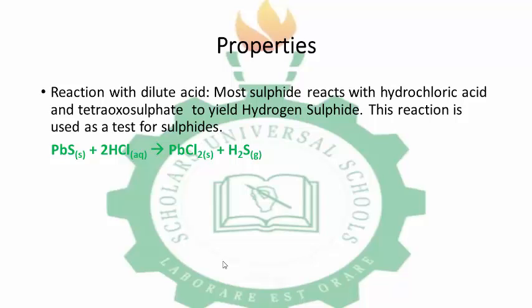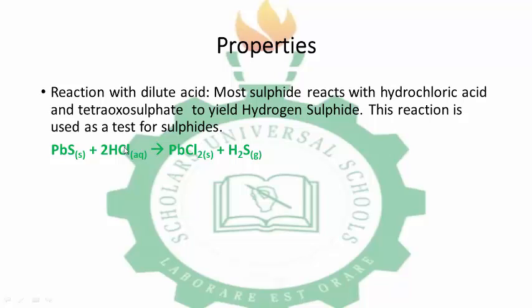Now, most sulfides react with hydrochloric acid and tetraoxosulphate acid. Please take note, this is tetraoxosulphate acid, to yield hydrogen sulfide. Now, this reaction is used as a test for sulfide.